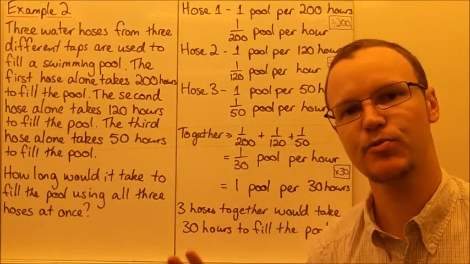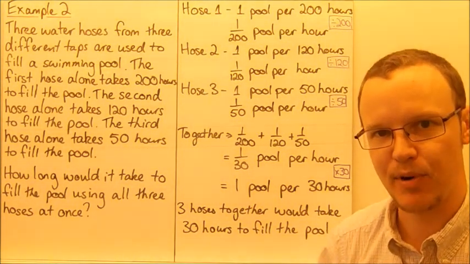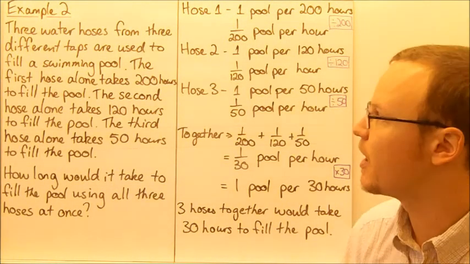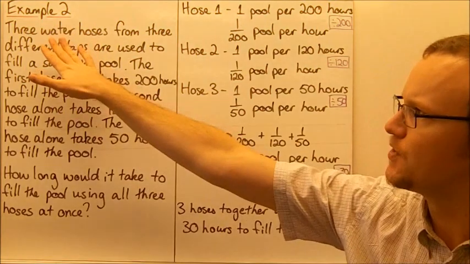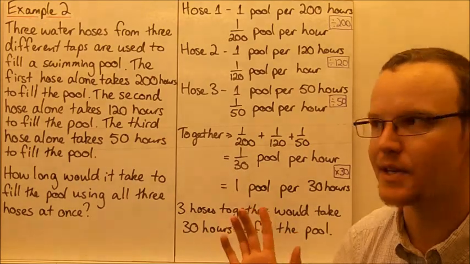Second example, this is quite a complex one and a difficult one, but it's very easy once we can break it down into smaller parts. We can use that as a strategy and try and find a pattern as well. So we have 3 water hoses. They come from 3 different taps and they're used to fill a swimming pool.